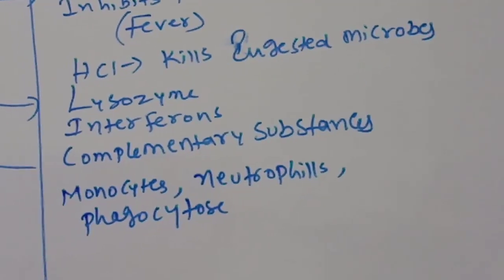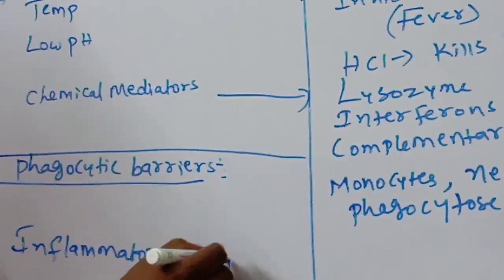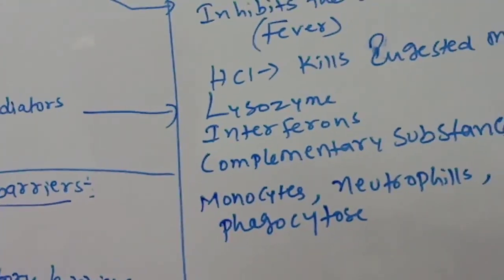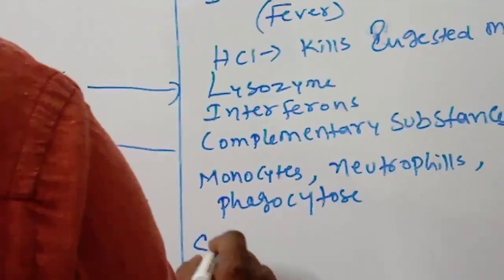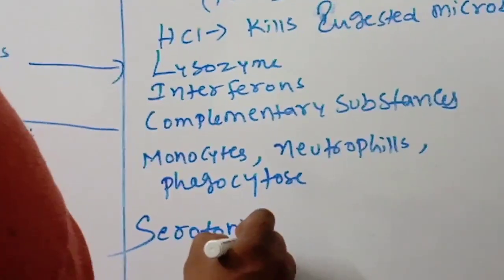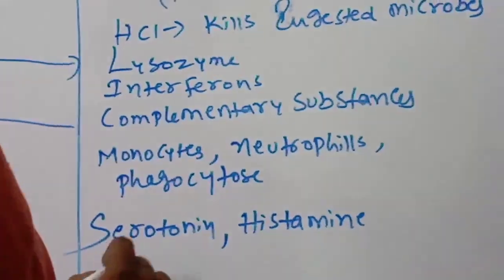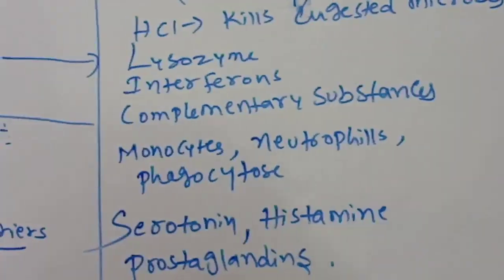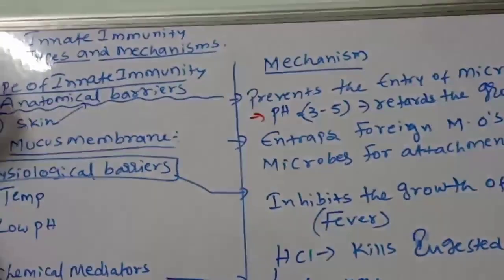Next, inflammatory barriers. These all are very important. Number one, serotonin, histamine, and prostaglandins. Innate immunity types and mechanisms we are discussing.